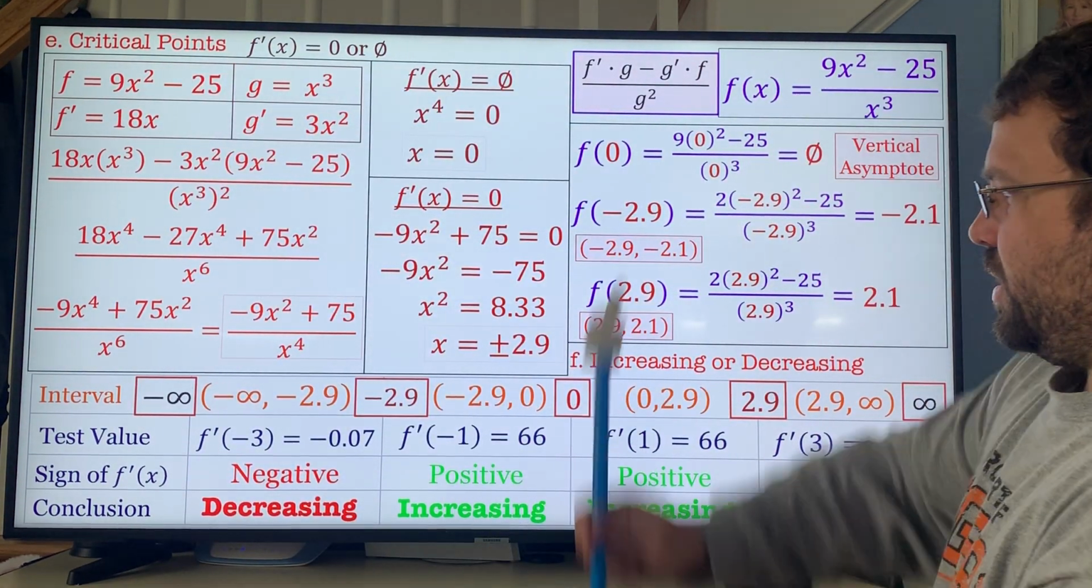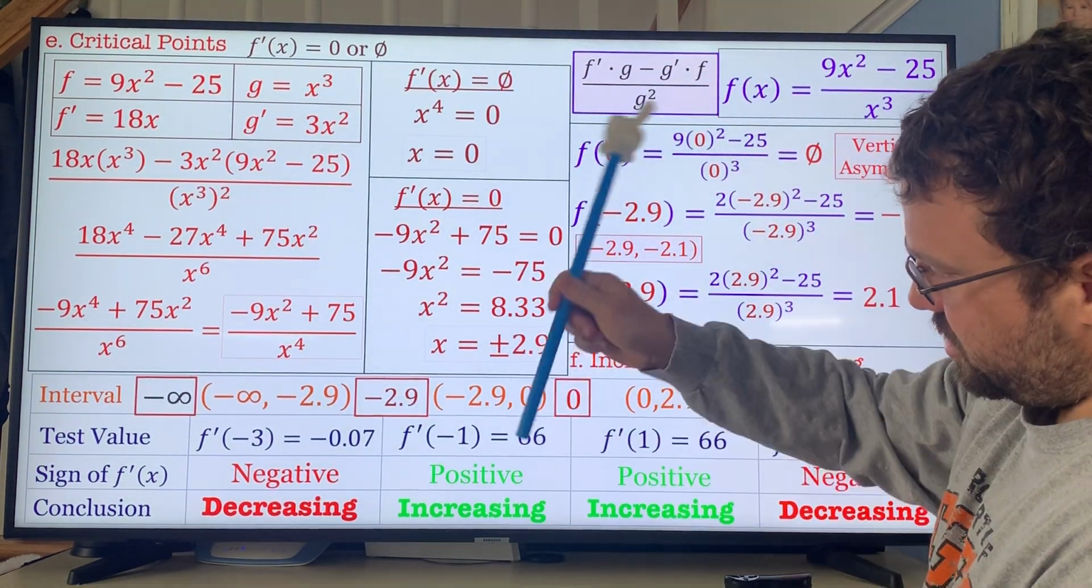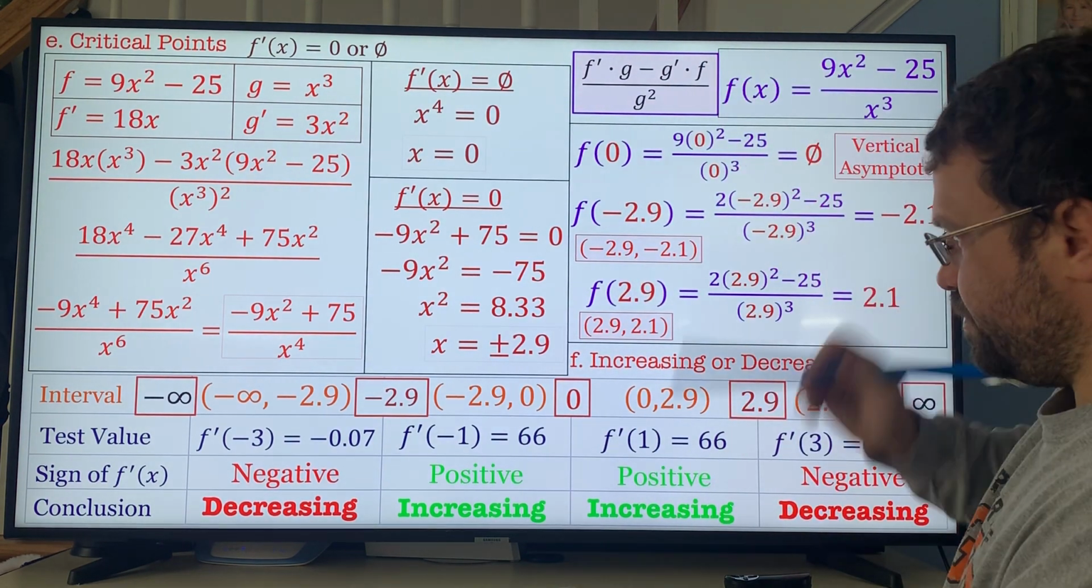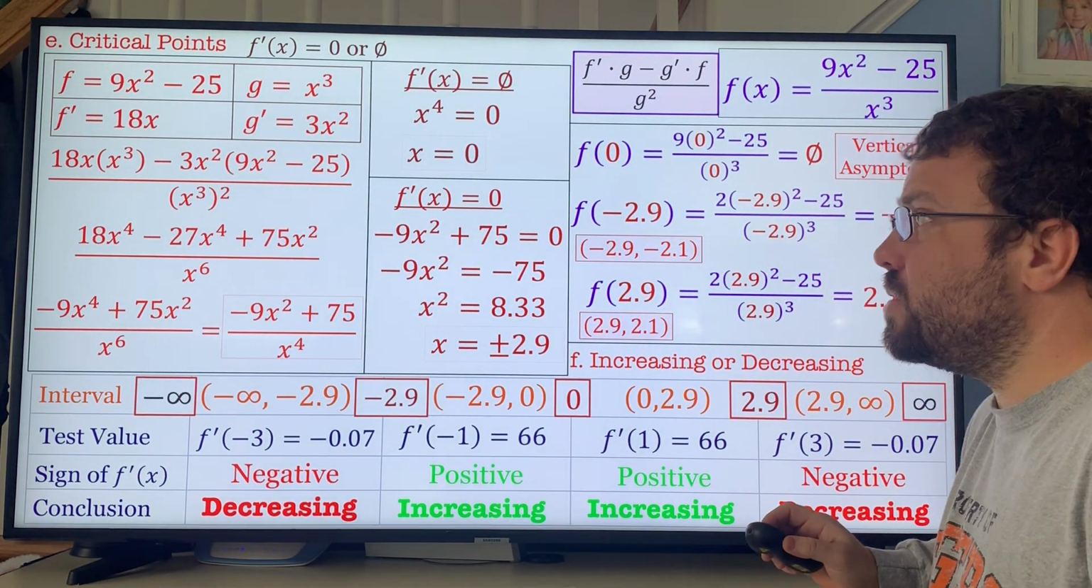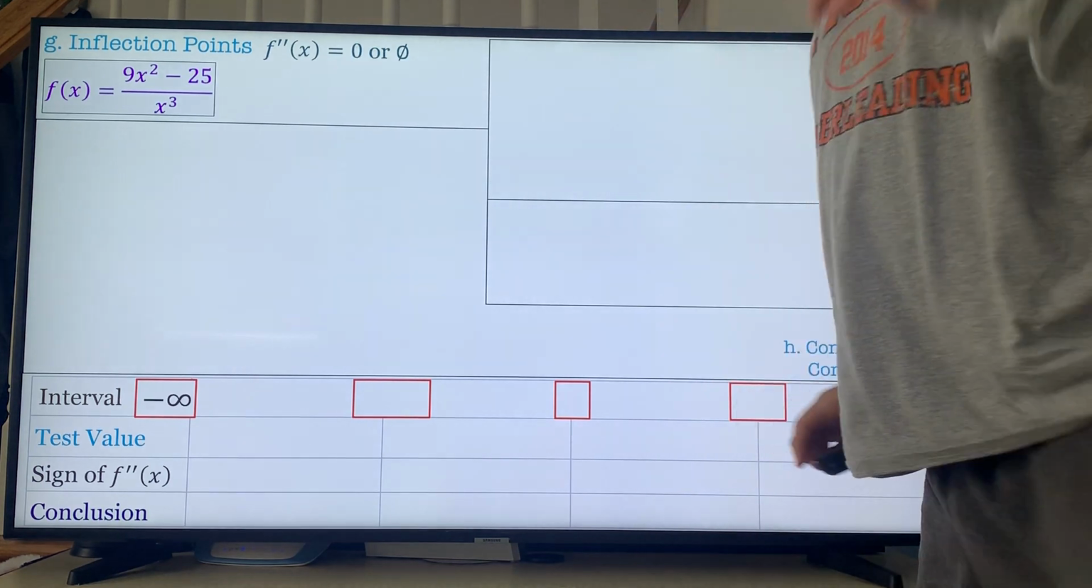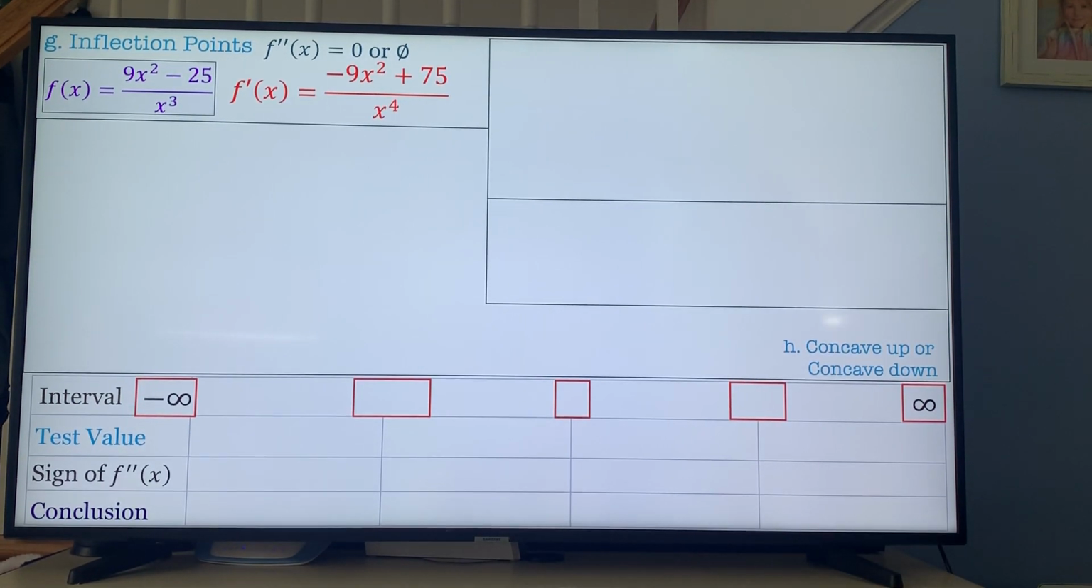So the graph's going to go down, up. Oh, there's an asymptote here. And then it's going to go up and down. All right, so let's see what this all means. Take your first equation, derive it, and continue on.